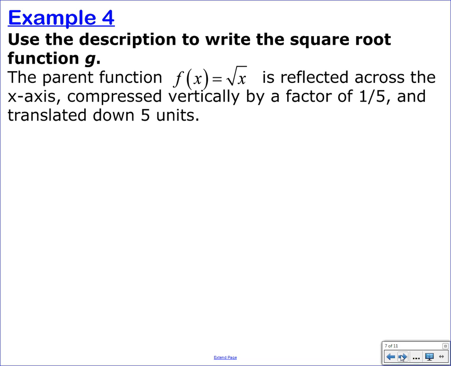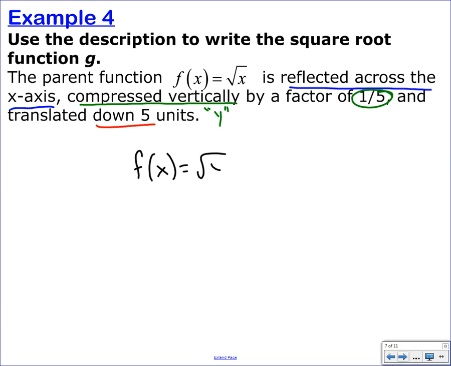Using the description to write a square root function g of x, the parent function f of x is reflected across the x-axis. When you reflect something across the x-axis, you make the y's negative. So you multiply the y's by a negative. Compressed vertically, that's your y's, by a factor of 1/5. So I'm going to multiply the y's by 1/5 and translate it down 5 units. So I have this function f of x that I'm doing all of these things to.